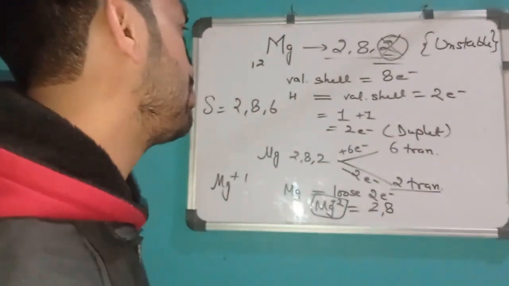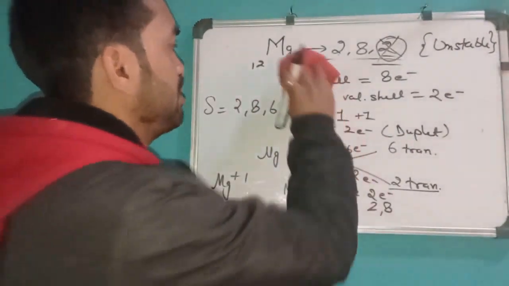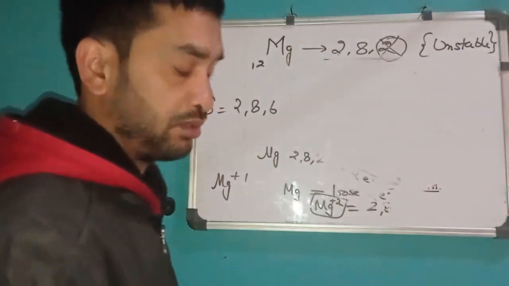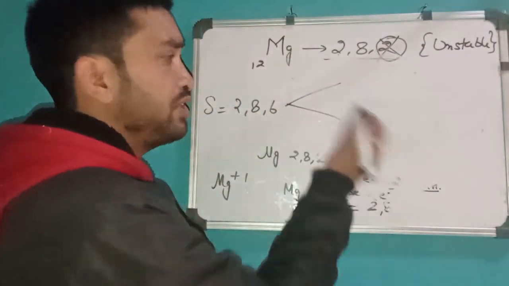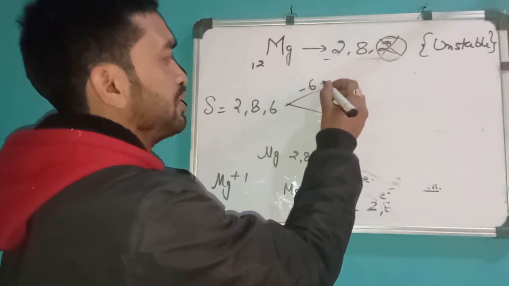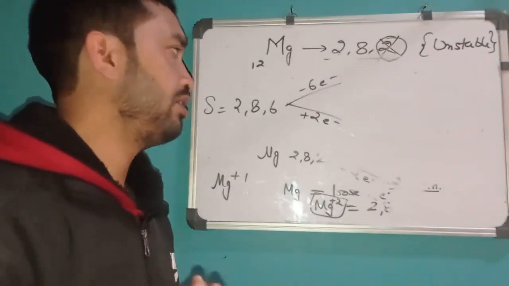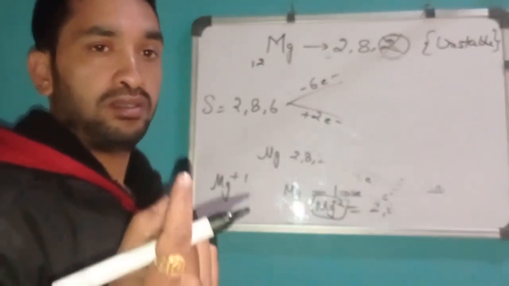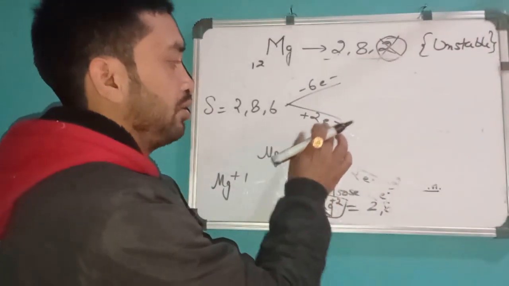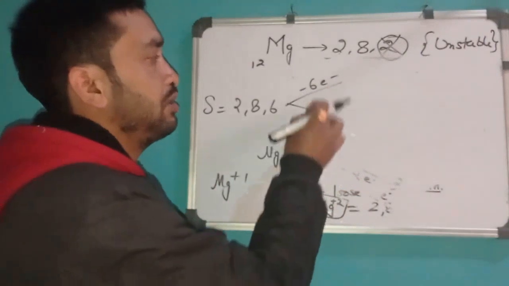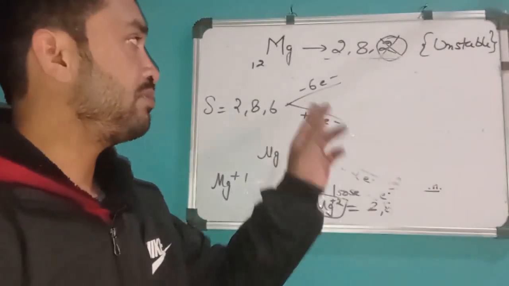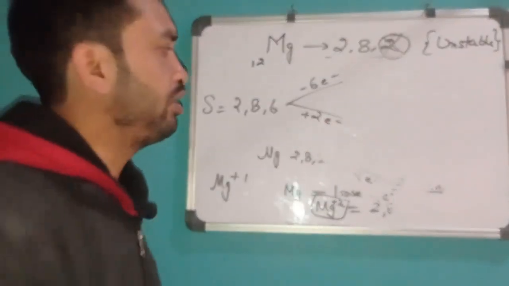Here also 6 is the last. Okay. So 2, 8, 6, same condition. Now, two ways: either remove 6 electrons or add 2 electrons from somewhere. Two possibilities are there, so definitely low energy will be in this case. 2 transactions, 2 electrons means 2 transactions, 6 electrons means 6 transactions. Minus means removal, plus means addition. So it will go for this path.